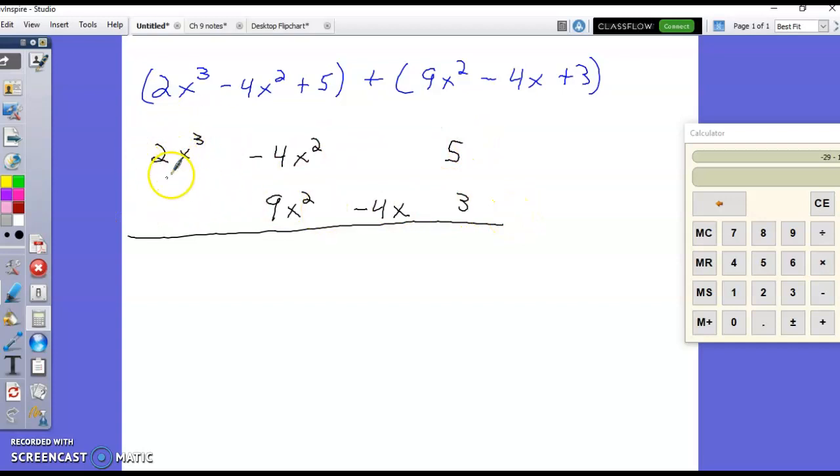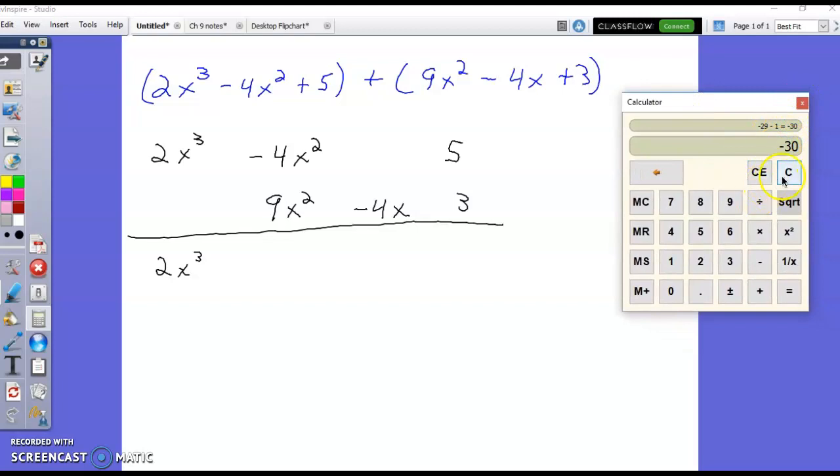There's no other x to the third, so I'm just going to write down 2x to the third. I have a negative 4 plus 9. Again, when we use these negatives, make sure you're confident in them, but double check. So negative 4 plus 9, that's going to give us a 5. So it would be a positive 5x squared.